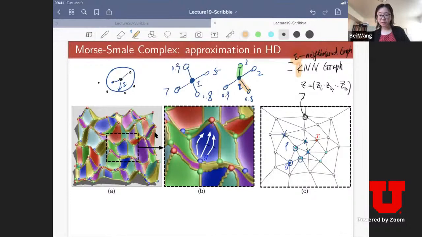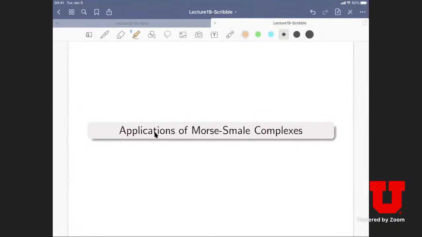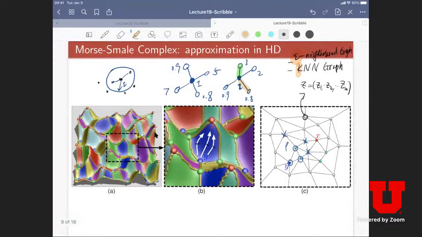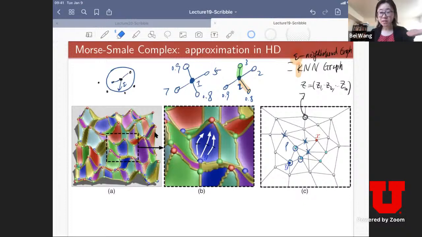Oh, sorry, I just had a quick question. I may have missed it, but how are the points in that graph sampled from the manifold? Very good question. It can be given by you. Usually you assume there's a sampling process.